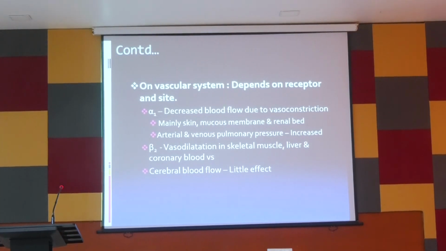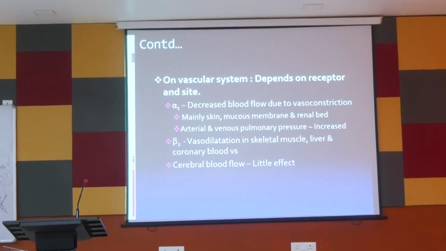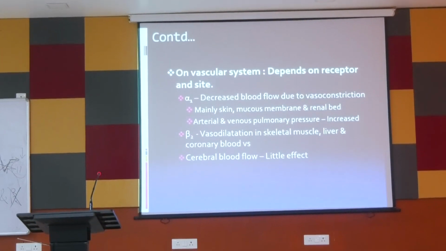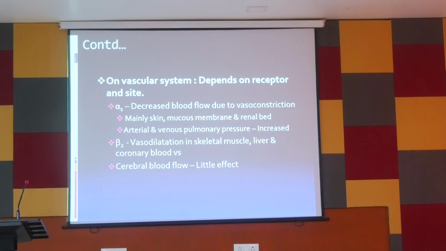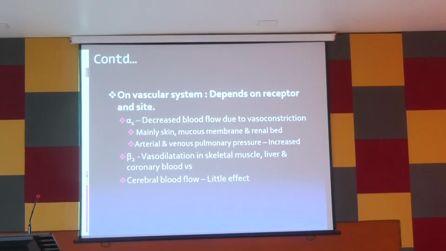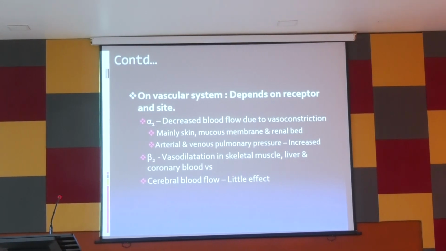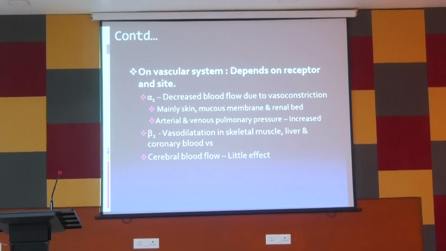Beta 2 receptor কি হবে? Vasodilatation due to dilatation of the blood vessels supplying the skeletal muscle. So vasodilatation, and also in the liver and coronary blood vessel. So in certain part there will be decreased supply, of which main is the skin, the peripheral structure, skin and mucous membrane and the kidney, whereas in the muscle the blood supply will be much more. Cerebral blood vessel will not be affected.